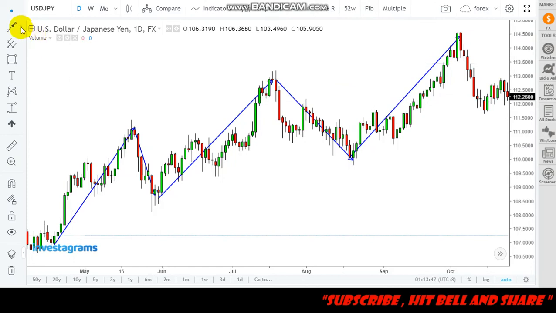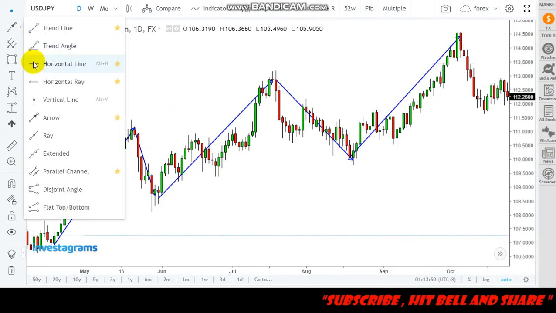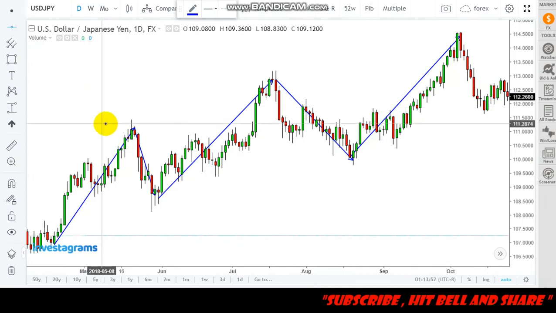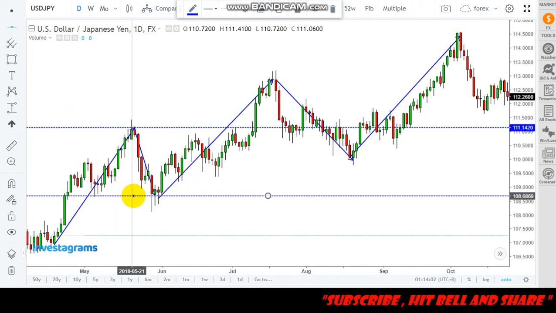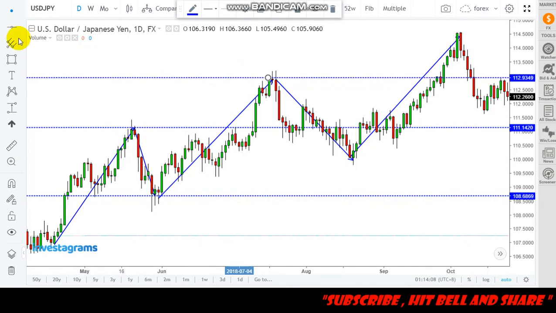So we need to plot our support and resistance. So how do we do that, guys? Since this is the initial resistance, the initial high, it can be a major structure. Okay, and this is your initial higher low, and this is your higher high.